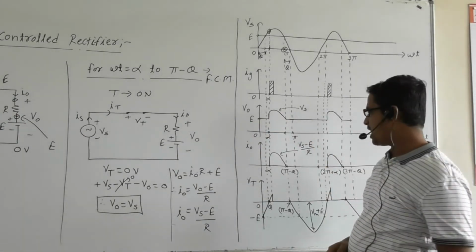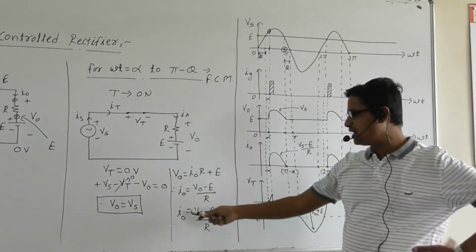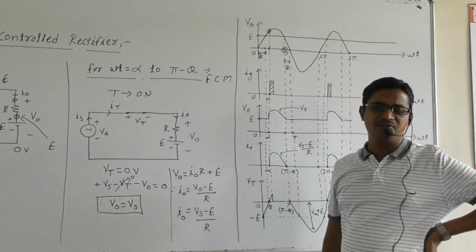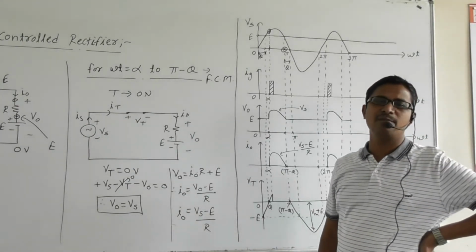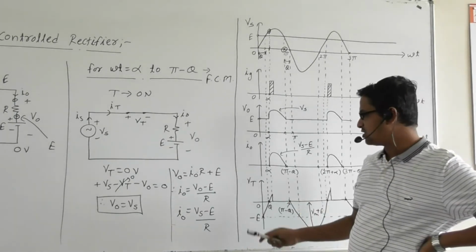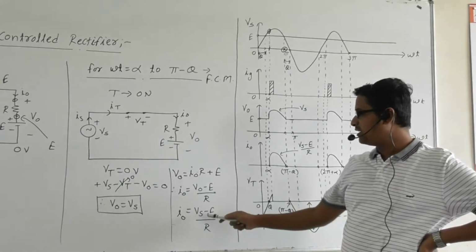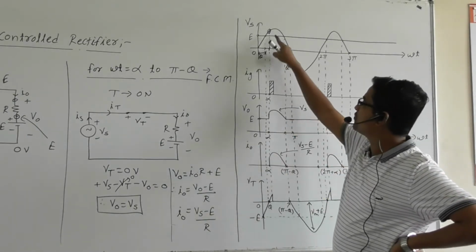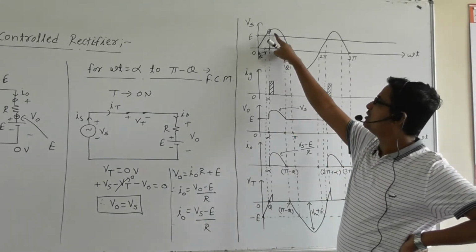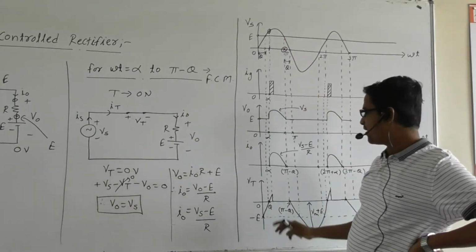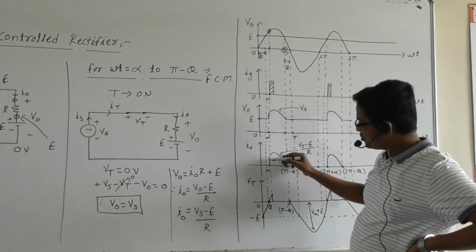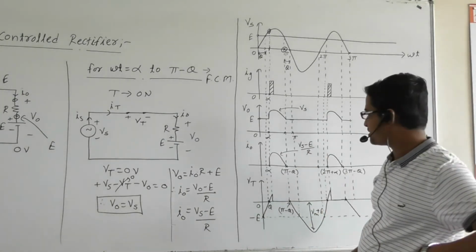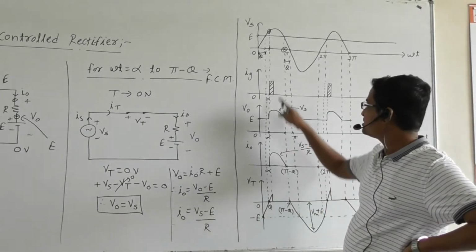Now what is I0? I0 is Vs minus E by R, right? So at alpha, what is Vs? Vm into sine alpha, right? So it is Vm sin alpha minus E by R. Vm sin alpha minus E means what? This is the difference, divided by R. So that's why I0 will be a non-zero spike.